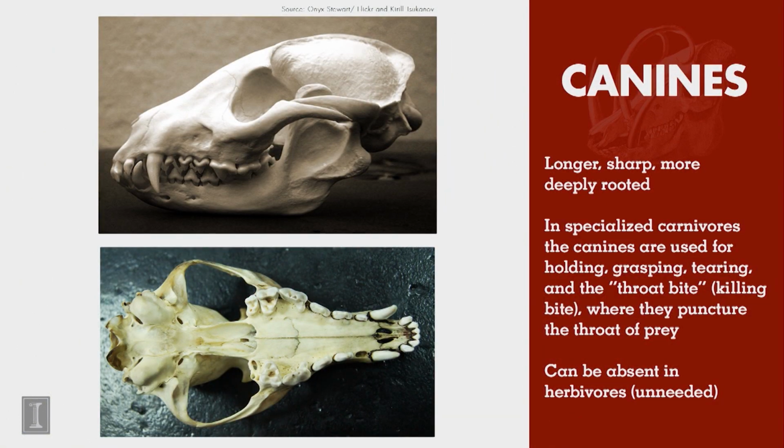All right. But these long and sharp canines, again, are pronounced in carnivores. They can be absent in herbivores. You may not need that throat bite if you're eating grass or some corn, right? So that can actually be completely absent in an herbivore. So just something to note there.